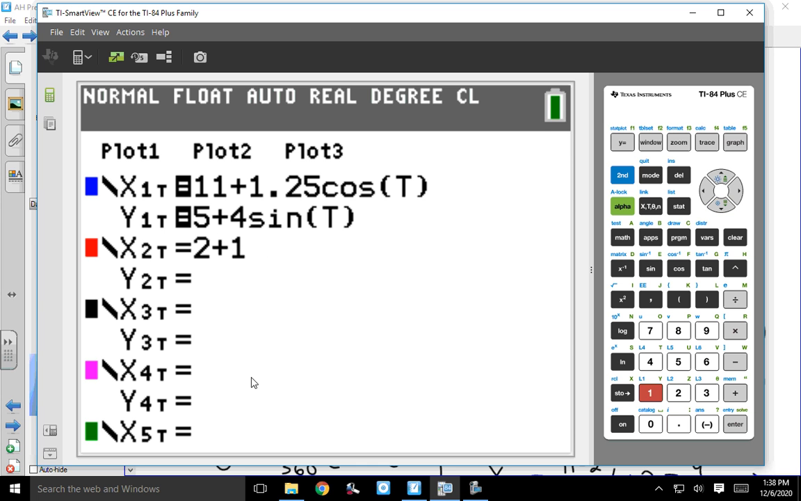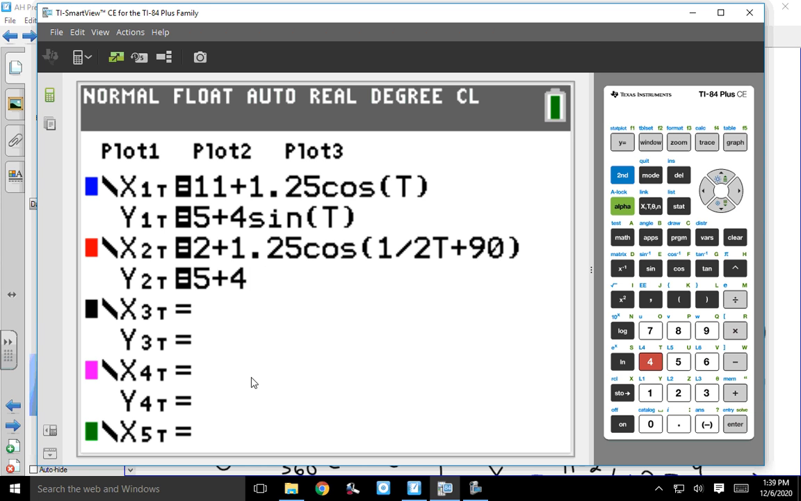So it's 2 plus 1.25 times the cosine. Now, because I only want the semi-ellipse, we said we had to take 1/2 of t and add on the 90 degrees. So I start in the right spot. I want to start in the top of my ellipse as opposed to off to the right like we normally would start with t equals 0. And then it's going to be 5 plus 4 times the sine of the same quantity there, 1/2 or 0.5 if you want to write it that way, t plus the 90.